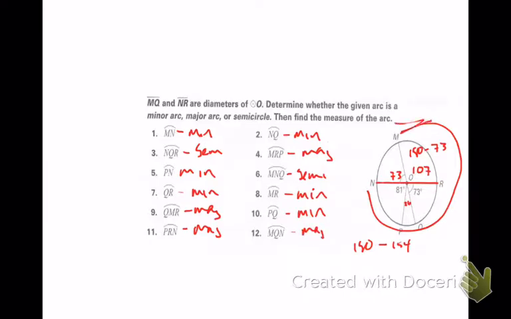Now, minor arcs are pretty straightforward on how to find them. Right? So number 1, arc MN, it's equal to its central angle, so 73. NQ, same thing, central angle, but we're going to have to add 81 and 26 together to get 107.